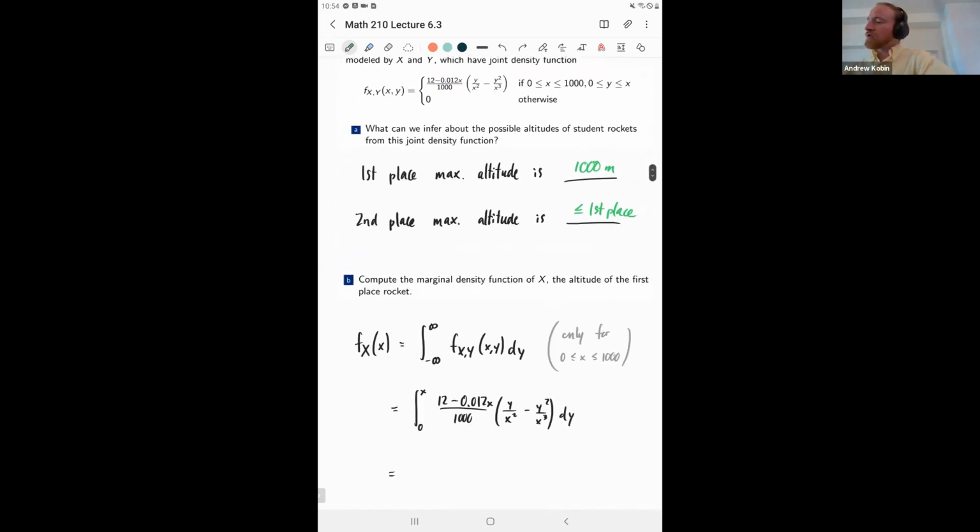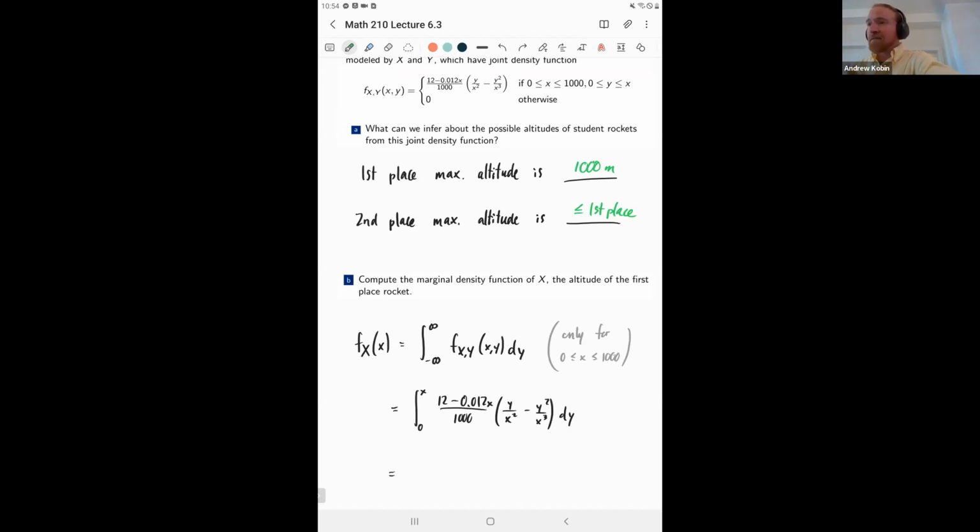Next, let's compute the marginal density function just for the x variable. Let's say we're only interested in first place top altitude scores from each of the schools, and then maybe we want to collect all of those and compete just with the first place scores. So let's find the marginal density function for the altitude of the first place rocket.